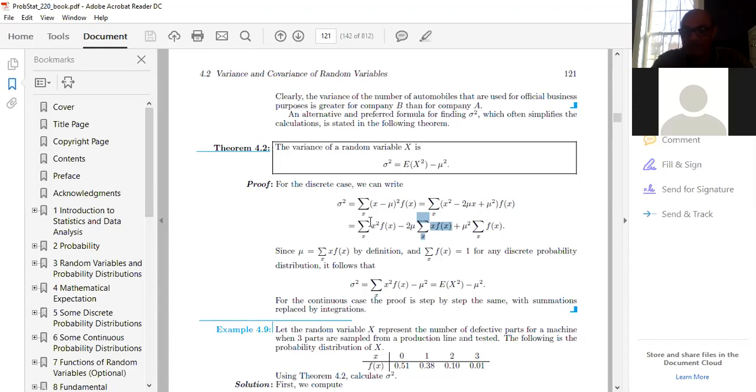Look at my cursor. And x square and f(x) is nothing but the expected value of x square. By definition, it is expected value of x square minus nu square. This form is quite simpler, and that's why people usually like to go for this one whenever they want to find the variance of the given data in the discrete case.